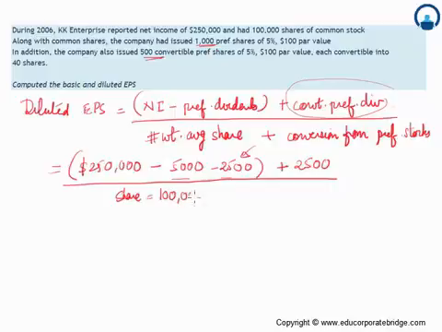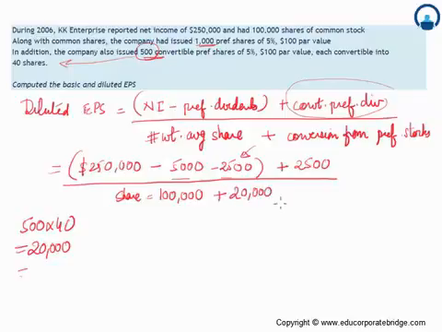and the weighted average number of shares, common shares are already 100,000, plus if each of the convertible shares convert into 40 shares, so how many total number of shares will be released? This would be 500 multiplied by 40. So this is basically 20,000 shares will get released in the market. So here the numerator comes out to be, we subtract these two, so the numerator would be $245,000, and the denominator would be 100,000 plus 20,000, so this is 120,000 here.